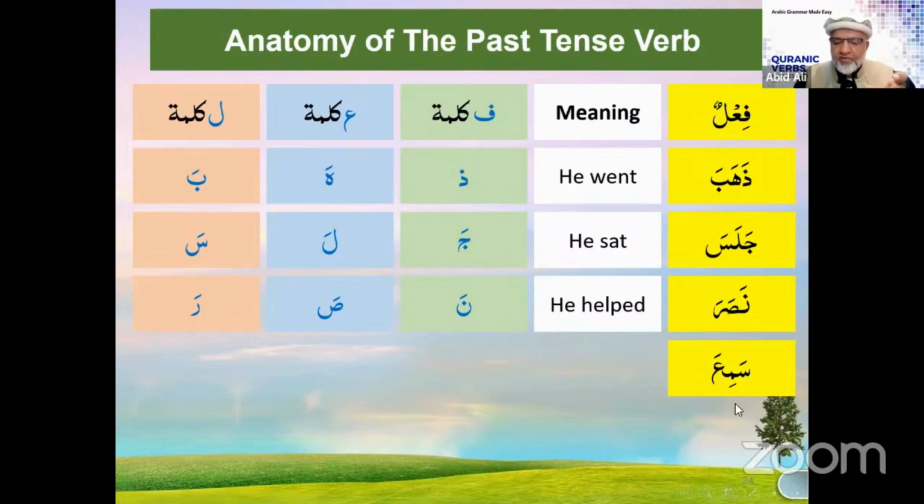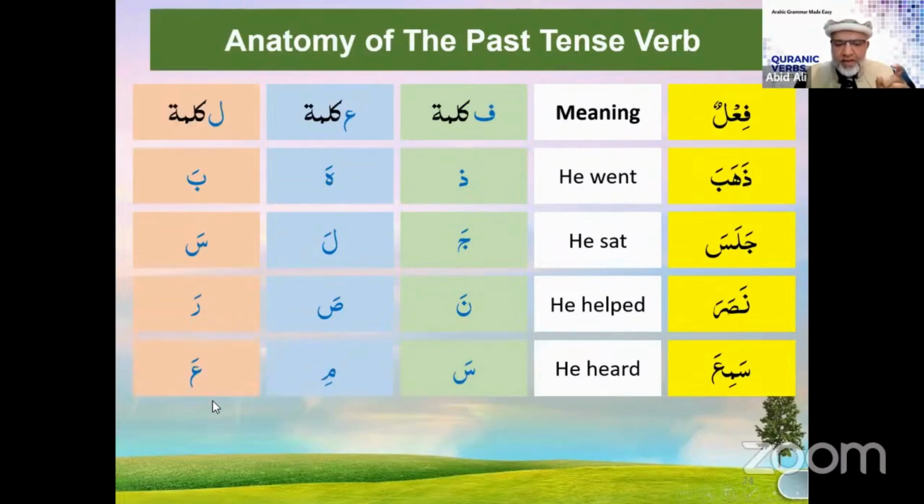But if I give you this, still the seen is the fa kalima, the meem is the ain kalima, and the ain is my lam kalima. Okay, this is important to understand: when a pattern is given and then the new root letters are given, our job is to plug those new root letters into that pattern. That is what all verbs are about.